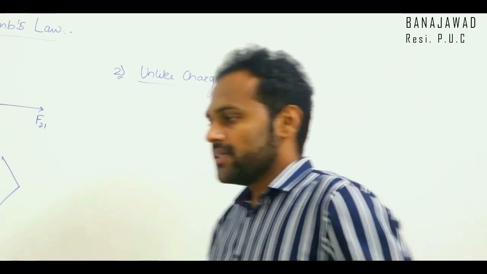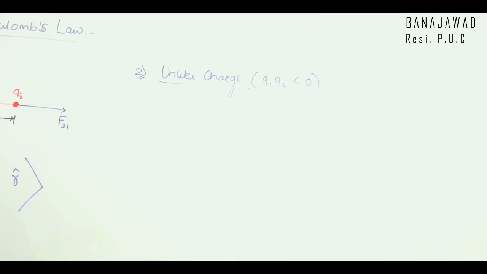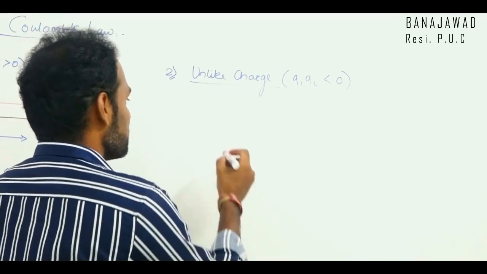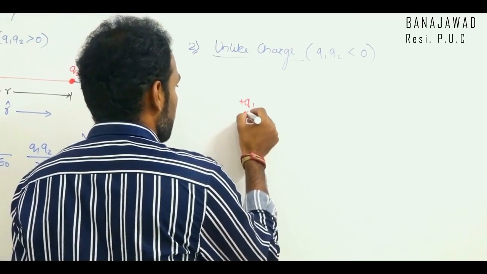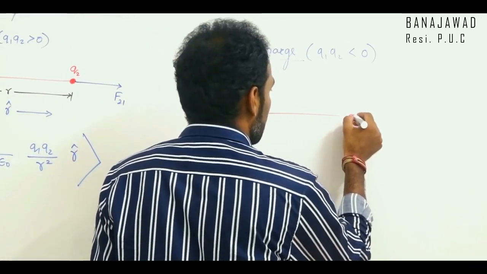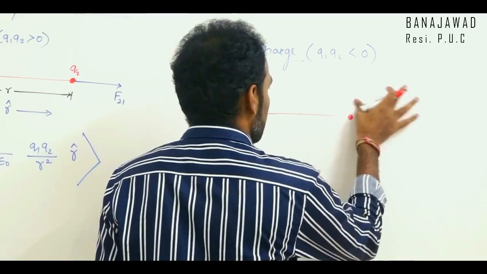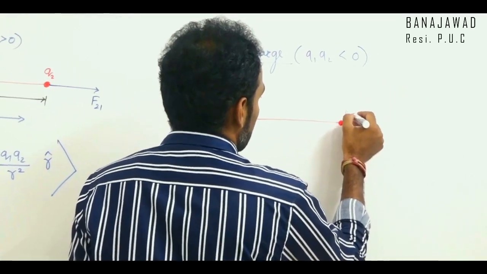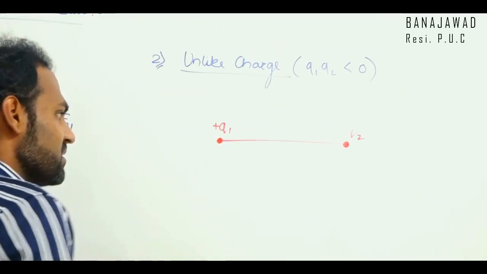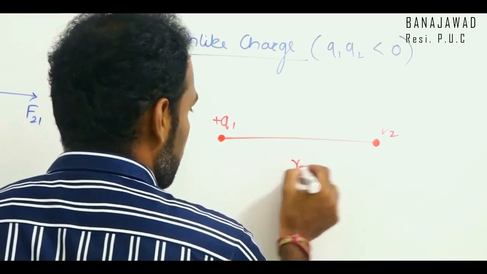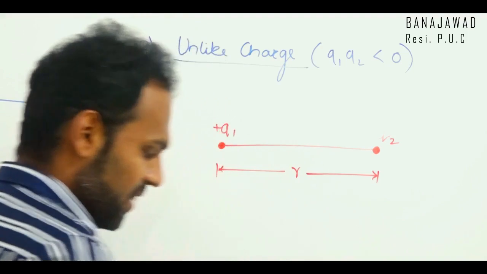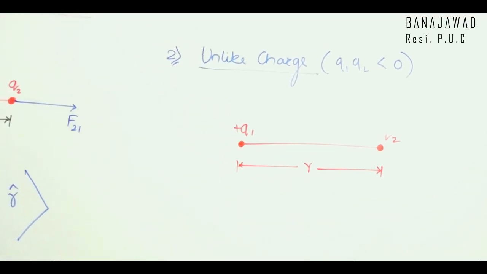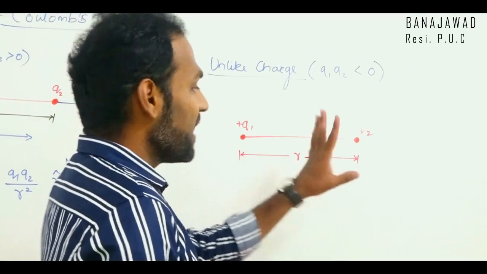Okay, well, see, next, let us consider the two unlike charges here. One is plus Q1 and another one is minus Q2. So these are the 2 point charges. Let the separation between them be r. Separation between these two charges is r. See, here we have taken two unlike charges.